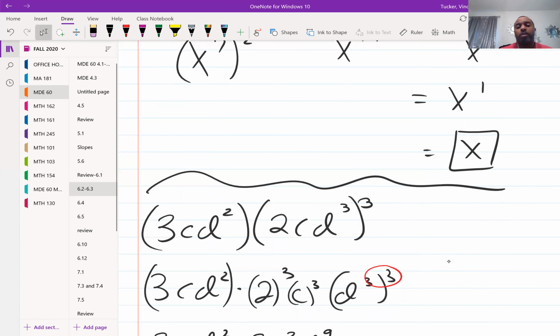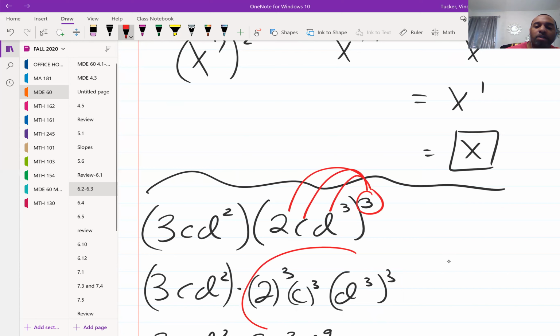All right. So here we have 3cd squared. Notice that square is only applied to the d. Then we have 2cd cubed. So we have a cube out here. Oh, still have my eraser on, sorry. We have a cube out here that needs to be applied to each piece that's inside of the parentheses.